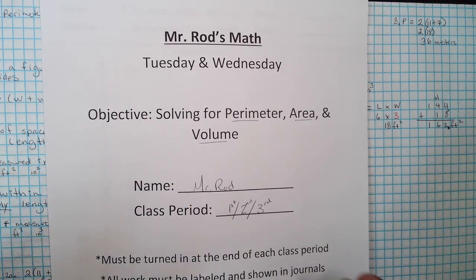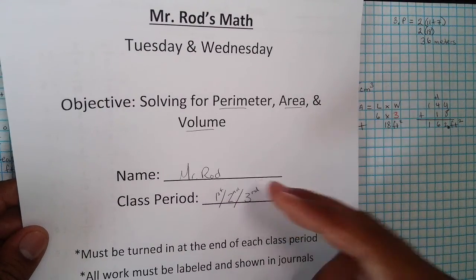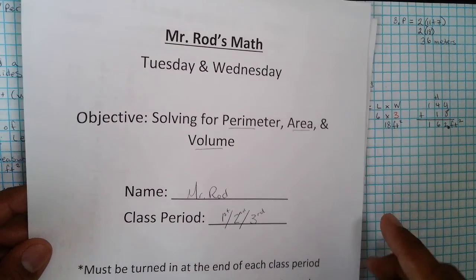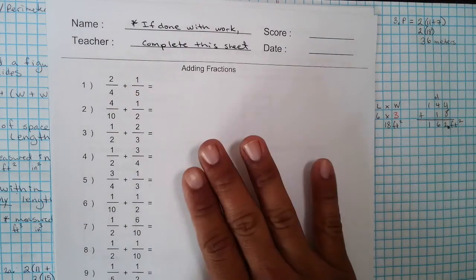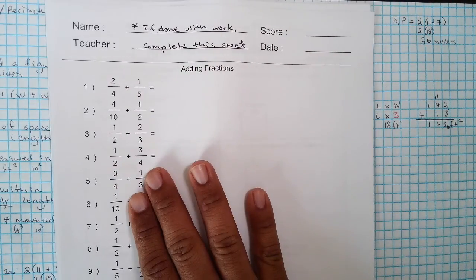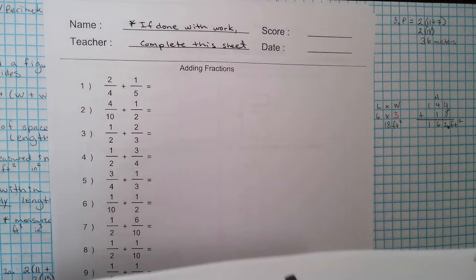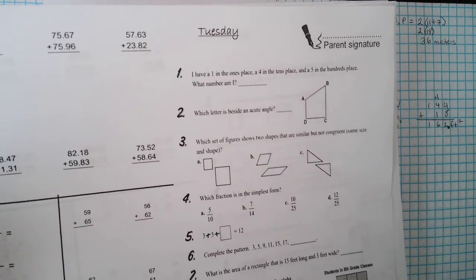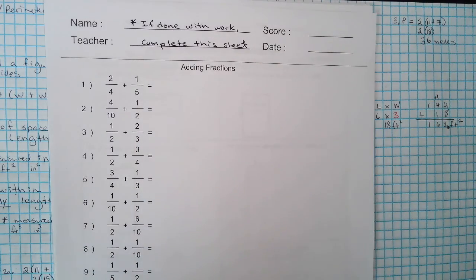Alrighty. So you should have your booklet from yesterday. Again, it has your name, it has your class period, and we're continuing on with perimeter, area and volume. So open it up. Remember, if you're done with your work, you can complete this sheet for additional credit. Along with that, you have your homework that you can also be completing. There's Tuesday's, and then there's Wednesday's that's very, very similar. Okay? Alrighty, we'll put that off to the side.